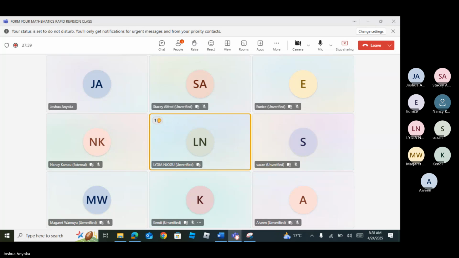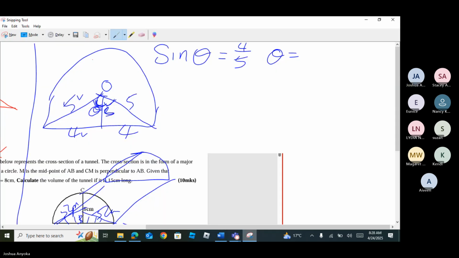53.13. And that is theta, which is equal to the other theta. We multiply this one by 2. The justification is this is 53, and this side is also 53. So multiplying this one by 2 gives us a theta of 106.26. Is that true, Lydia? Yes.